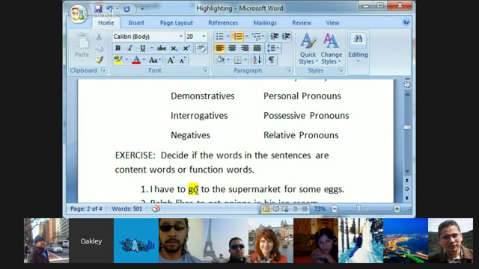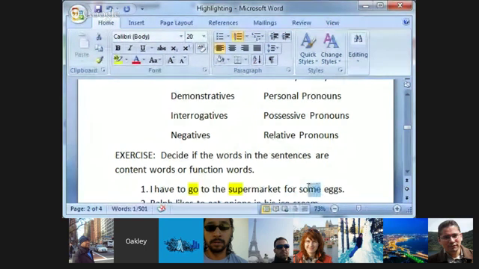All right, go. So so far we've only really got one. To, right. Also reduction of function words. To there also. Yeah. A supermarket is a content word, noun. It is. For, fur, function words. Good. Fur. Yeah, you're right. Some, content maybe, yes, content, and eggs.